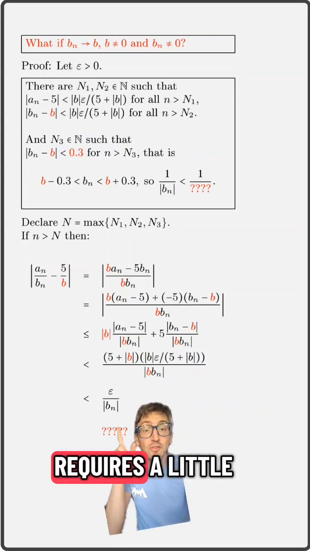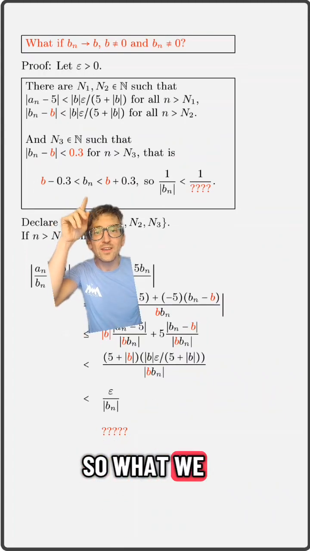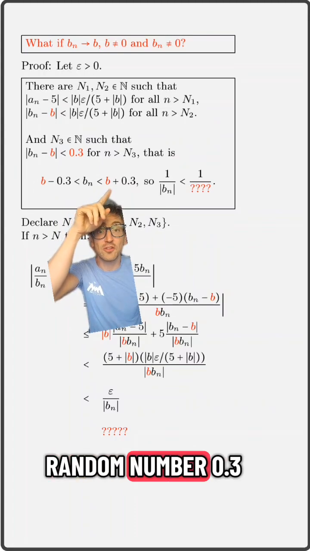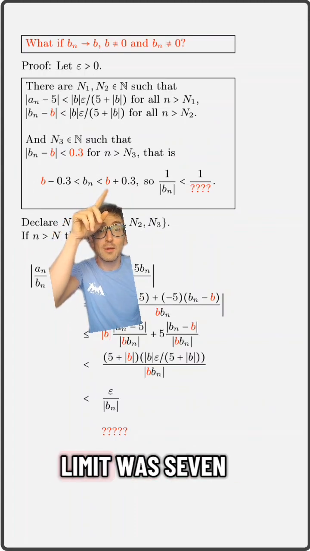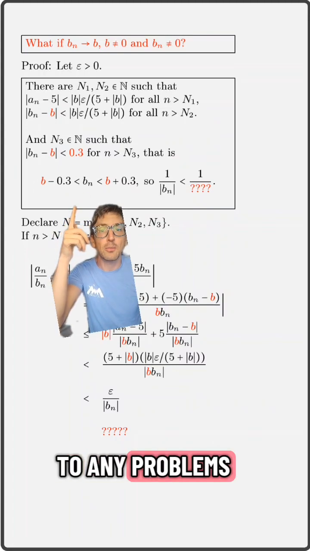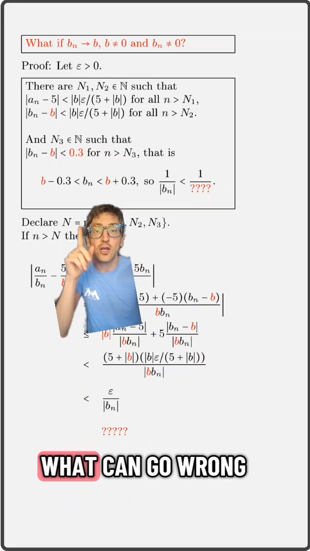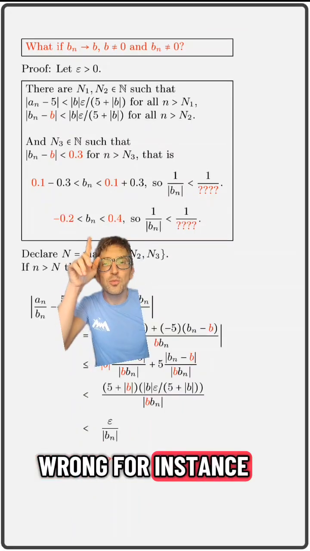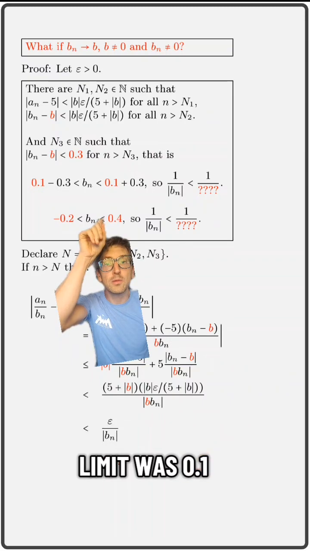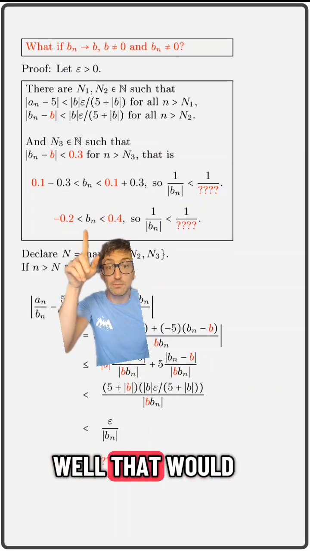But this actually requires a little bit more care. So what we did earlier was we just picked a random number, 0.3. And when this limit was 7, that didn't lead to any problems. But here I'm going to show you what can go wrong. For instance, what if the limit was 0.1 and we did our 0.3? Well, it would be true.